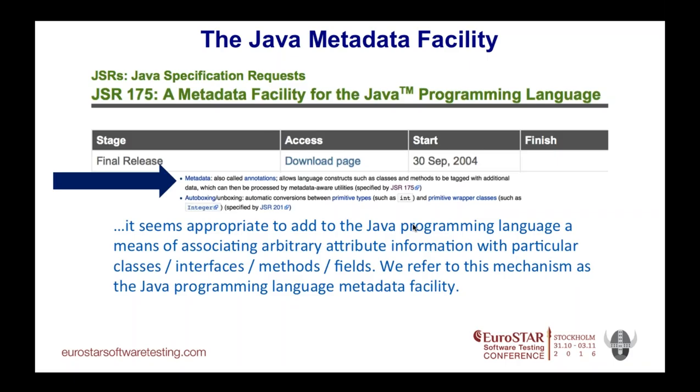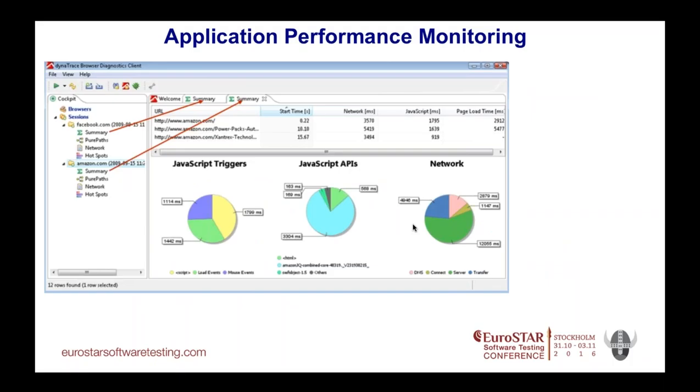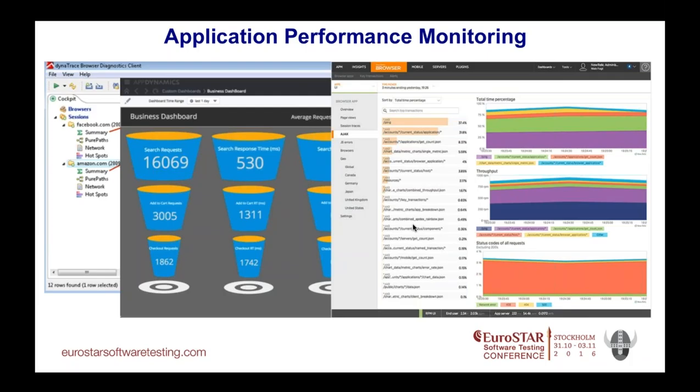But the key statement it made was, it seems appropriate to add to the Java programming language a means of associating arbitrary attribute information with particular classes, interfaces, methods, and fields. We refer to this mechanism as the Java Programming Language Metadata Facility. And small as that is, it's had huge effects on IT, particularly initially in application performance monitoring.